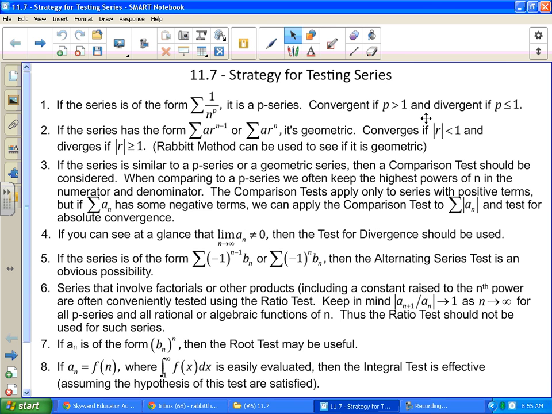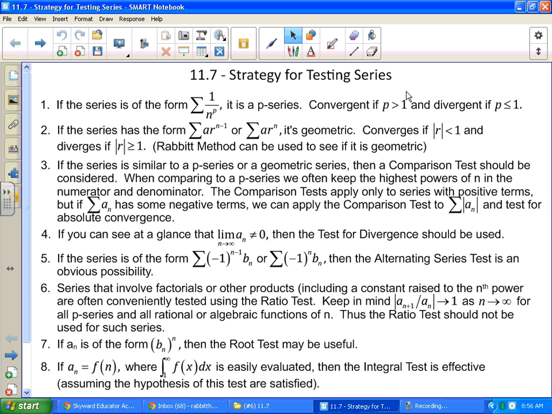Okay, so this gives you some hints in the back too. Obviously, if you see that it's a p-series, you can go back to the p-series section, the p-series test, and look at that. But it's going to be convergent if the exponent's greater than 1, and it's going to be divergent if the exponent's less than or equal to 1. And think of it, okay, it's convergent if p is greater than 1.